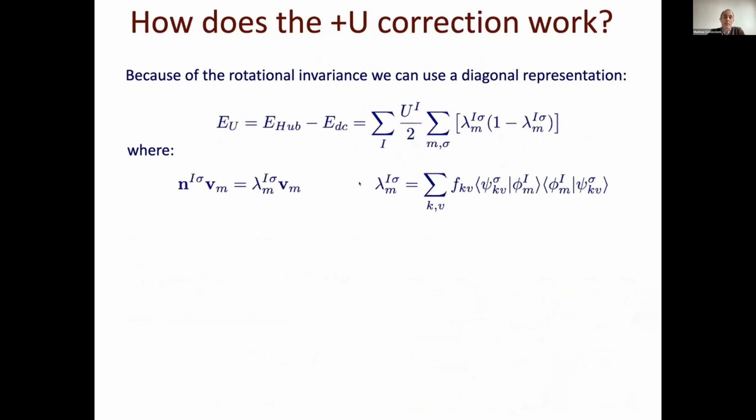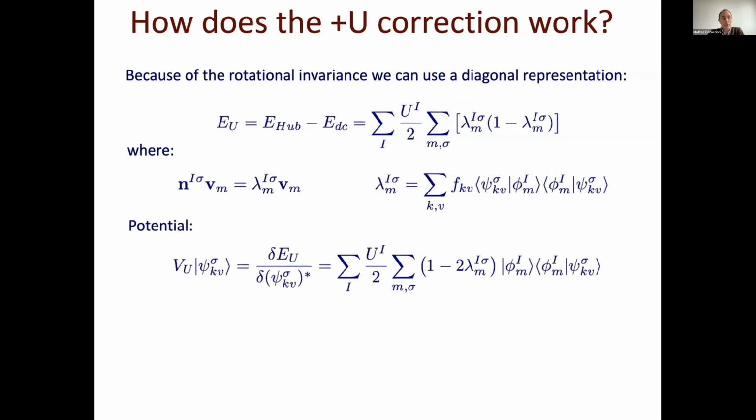Okay, so in this framework where we have diagonalized this occupation matrix, we have lambda_i (1 minus lambda_i), where these lambdas are the eigenvalues of the occupation matrix. So if we construct the way the Hubbard piece of the potential acts on the Kohn-Sham state, which we can compute as a functional derivative of E_U with respect to psi star, you get something like this. It's a simple derivative of this with respect to lambda, and then the derivative of lambda with respect to psi star.